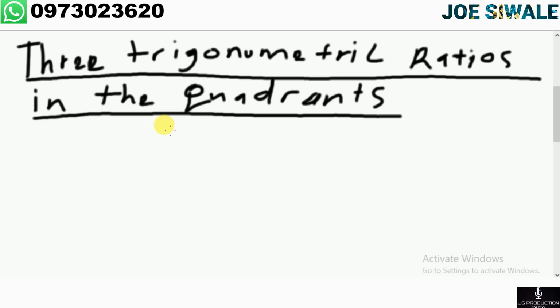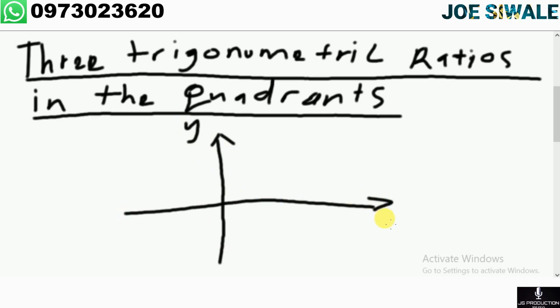If we come to the third quadrant, the tan is positive. That means the sine and the cosine are negative. Then in the fourth quadrant, the cosine is positive. That means the sine and the tan are negative. So let me just draw the 4 quadrants. So these are the 4 quadrants. We have the first, the second, the third, and the fourth.